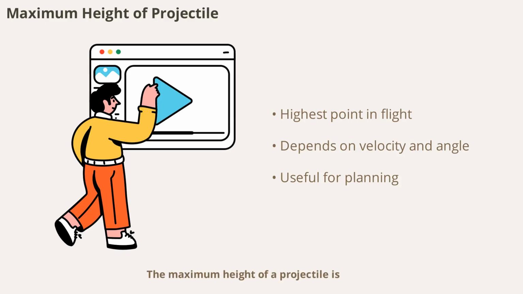The maximum height of a projectile is the highest point it reaches during its flight. This value is determined by the initial velocity and the angle at which the object is launched. By analyzing the vertical component of motion, we can derive an expression for the maximum height. Knowing this helps in planning trajectories and ensuring safety in activities involving projectiles, such as sports or engineering projects.